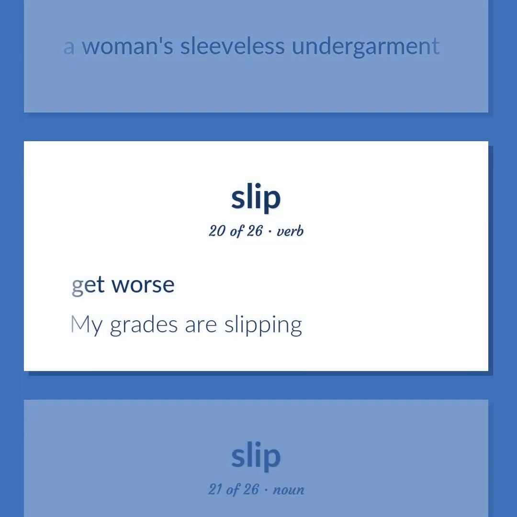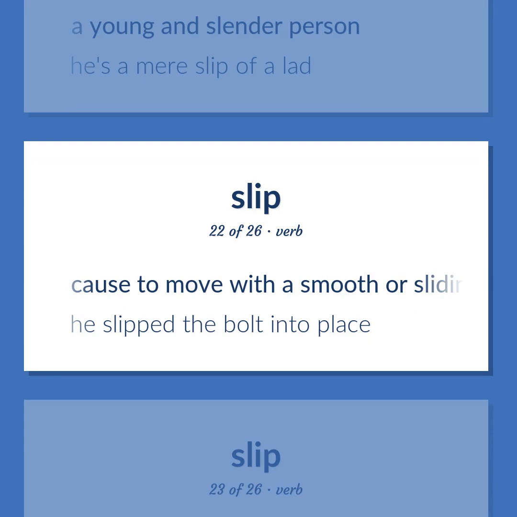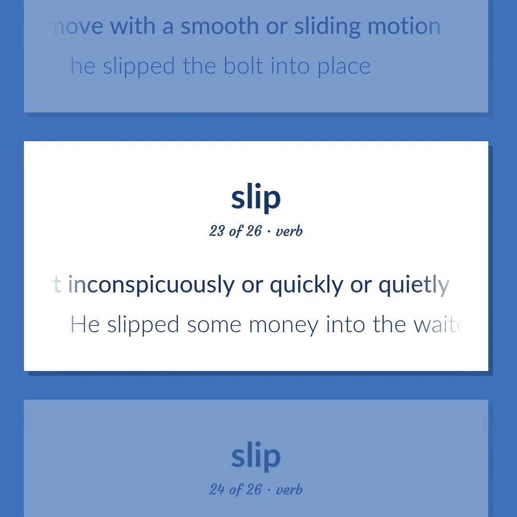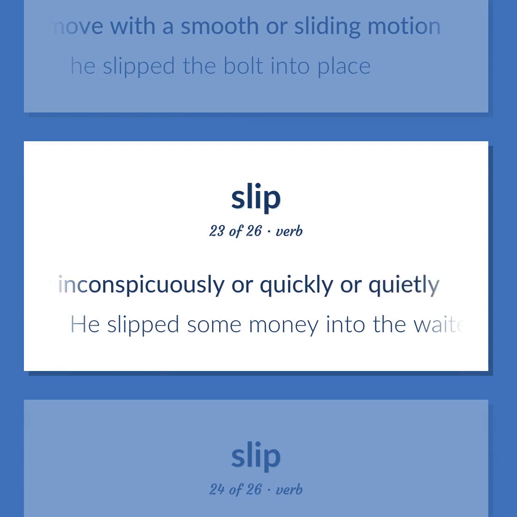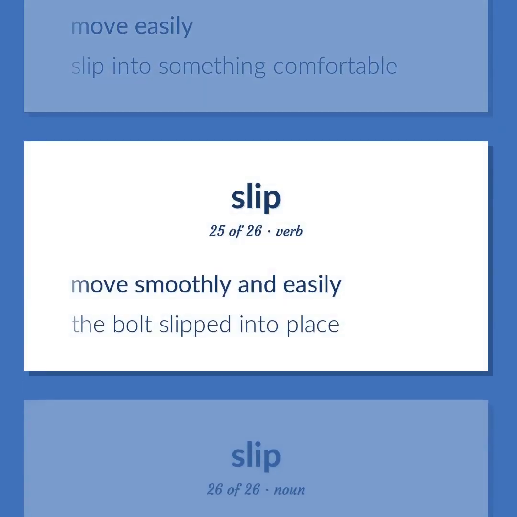Get worse. My grades are slipping. A young and slender person. He's a mere slip of a lad. Cause to move with a smooth or sliding motion. He slipped the bolt into place. Insert inconspicuously or quickly or quietly. He slipped some money into the waiter's hand. Move easily. Slip into something comfortable. Move smoothly and easily. The bolt slipped into place.